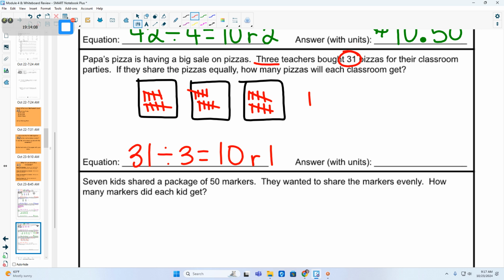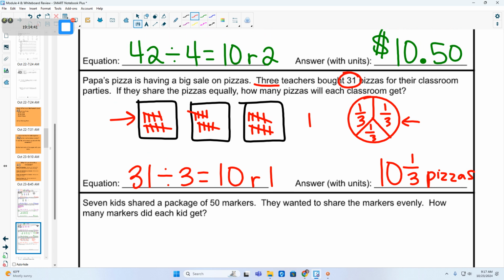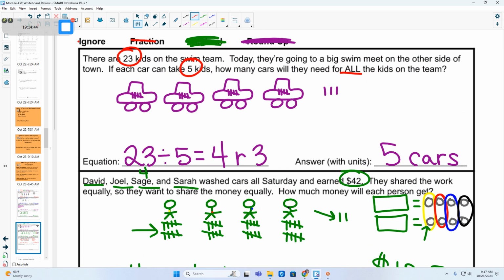Now, I don't know about you, but I would not throw away a pizza, right? I think I would split that pizza and each teacher is going to get a bit more pizza. Maybe that can be what the teachers eat, right? So every classroom is getting 10 full pizzas plus a little smidge extra. That remainder 1, we're going to write it as a fraction because you can split pizzas up, right? All right, so everybody's going to get 10 full pizzas plus that remainder pizza. We're going to split into thirds. So let's cross off the word fraction.